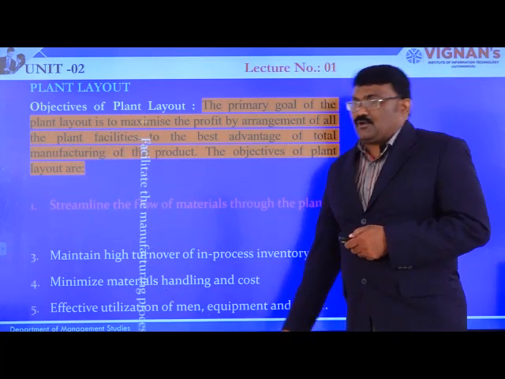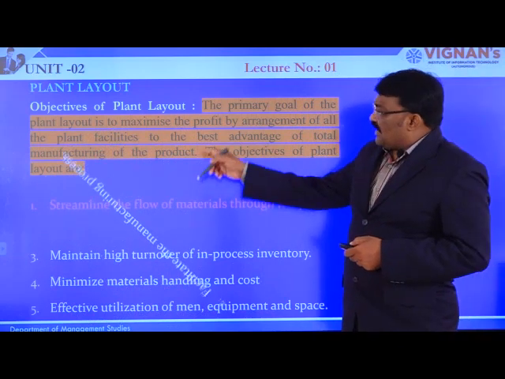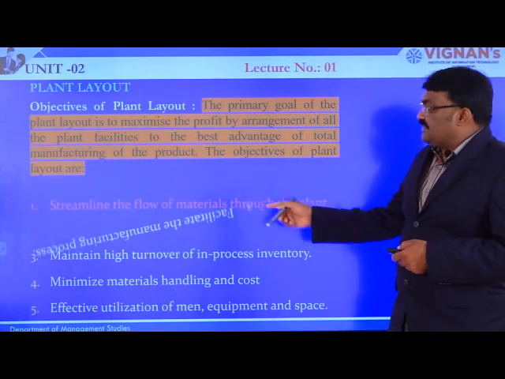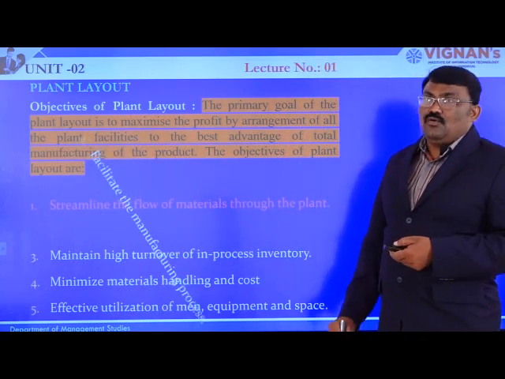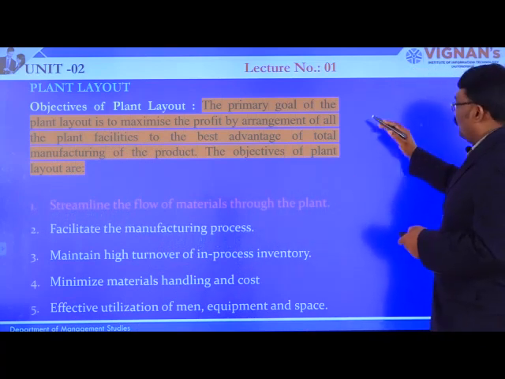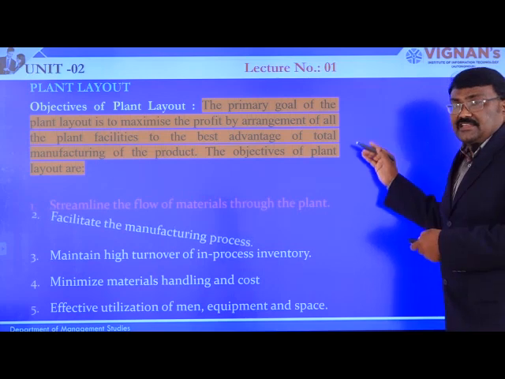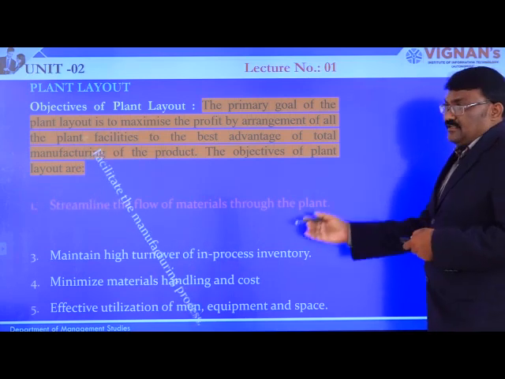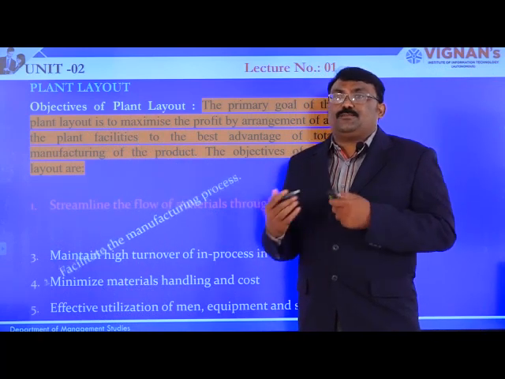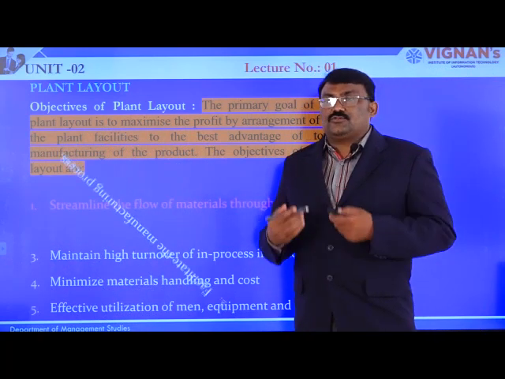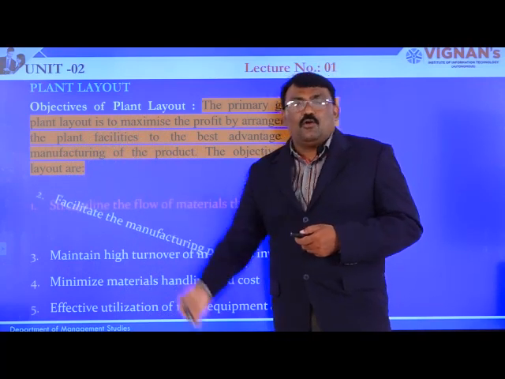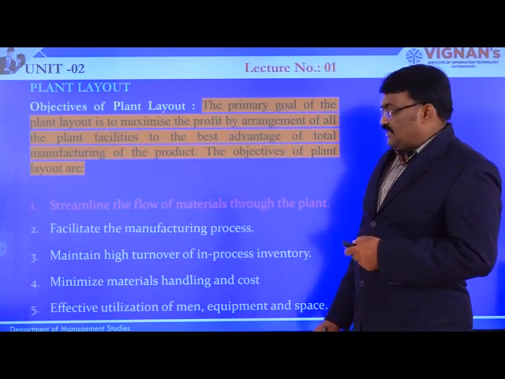Next, facilitate the manufacturing process. By streamlining, you would be able to facilitate the manufacturing process. How? It is becoming a sequence. That means after 1 you will go to the second level, after the second level we will go to the third level. That is how we are facilitating the process, going from the order of 1 and continuing similarly. That is the second objective.